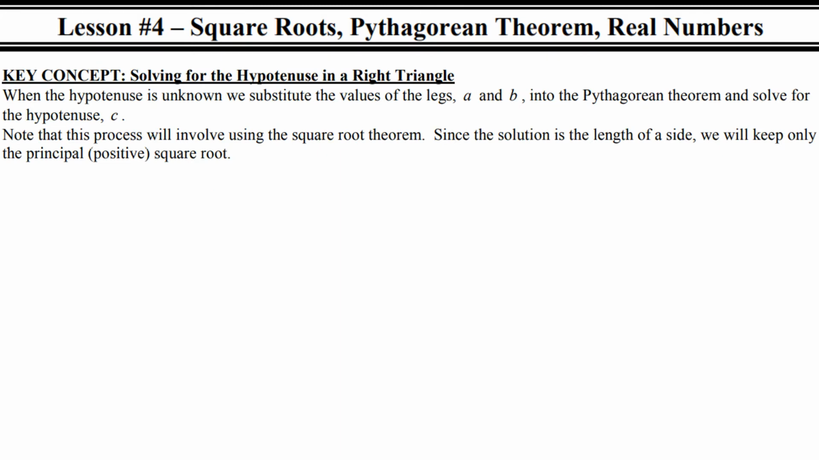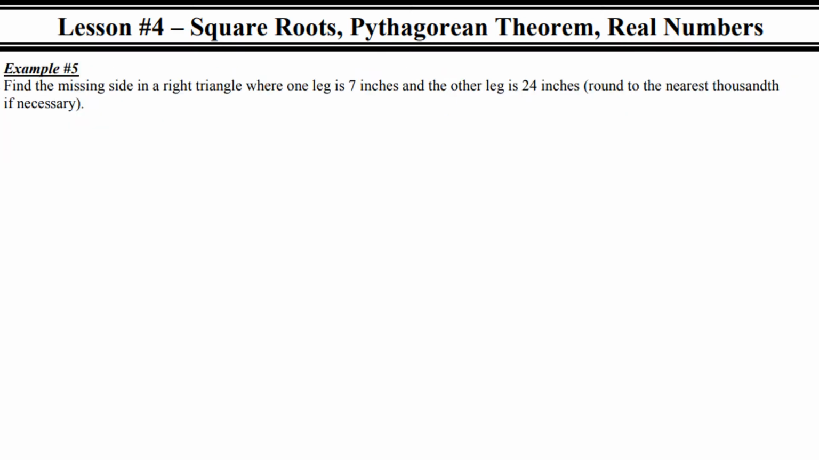Now we're going to look at solving for the hypotenuse in a right triangle. When the hypotenuse is unknown, we substitute the values of the legs, A and B, into the Pythagorean theorem and solve for the hypotenuse, C. Note that this process will involve using the square root theorem. Since the solution is the length of a side, we will keep only the principal or the positive square root. Let's look at an example.